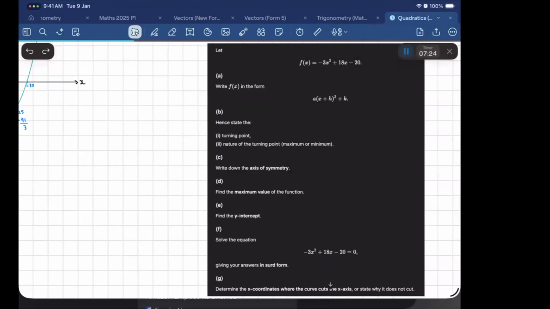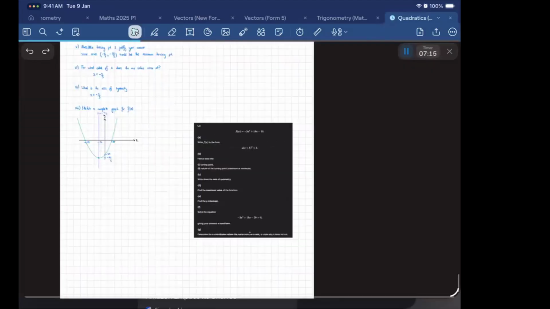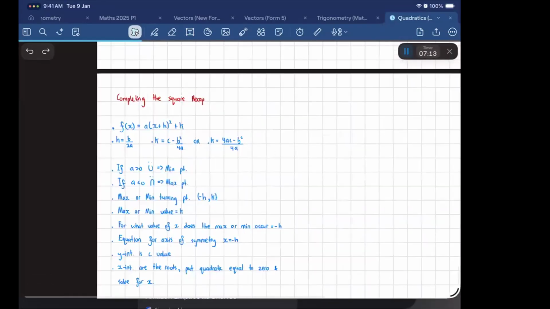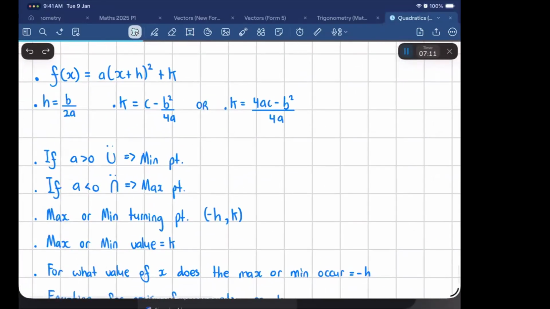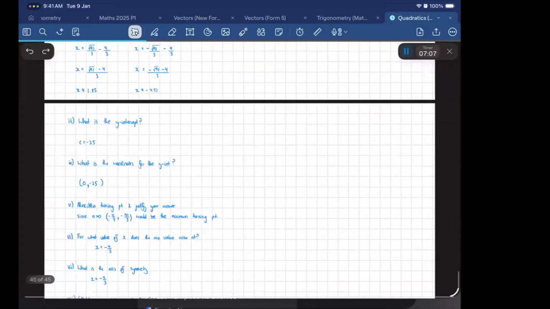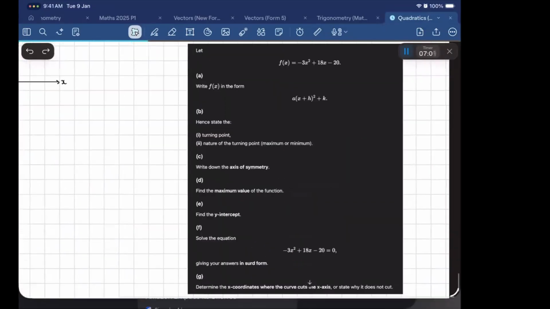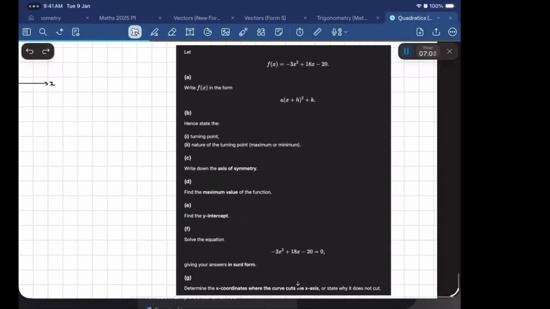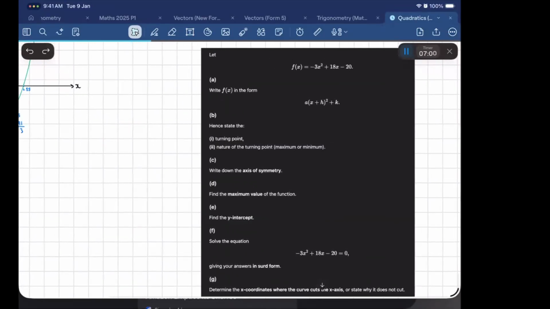The maximum minimum points, sir. No. Look at the summary notes. What tells you if it's a maximum or minimum point? Oh yeah, if A is more than or less than zero. Was A negative in this question? Negative 3, so that's a maximum point. Yes.